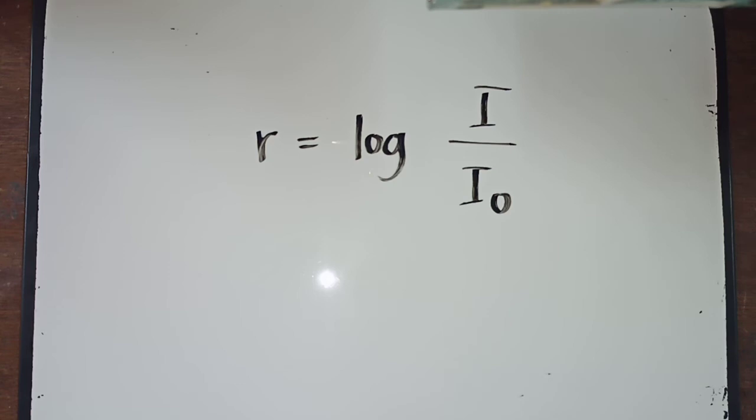Where R is the Richter scale number, I is the intensity of the earthquake, and I sub 0 is the standard minimum intensity used to measure earth vibration, or this is the normal vibration of the earth.